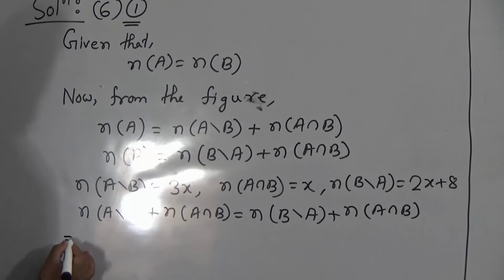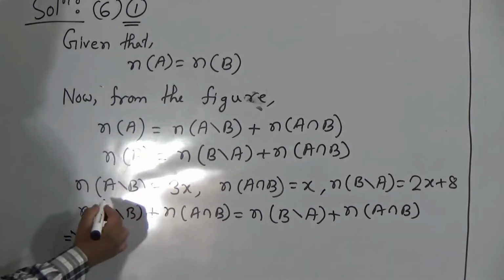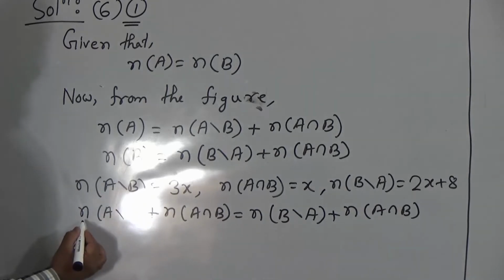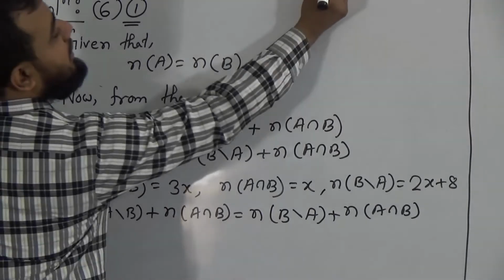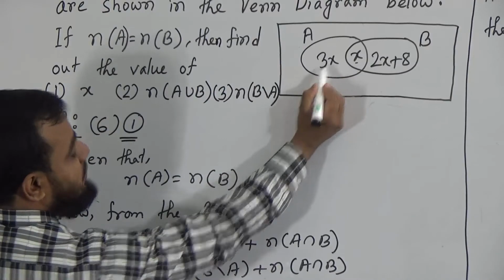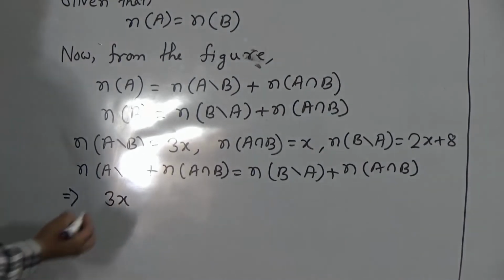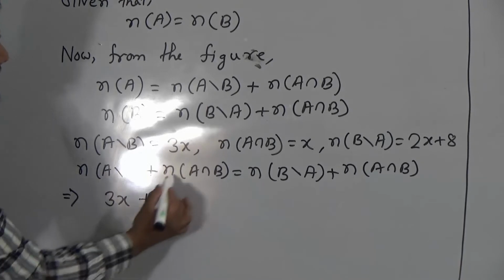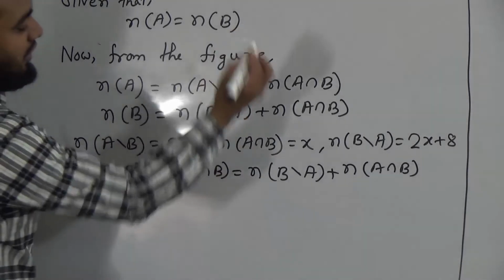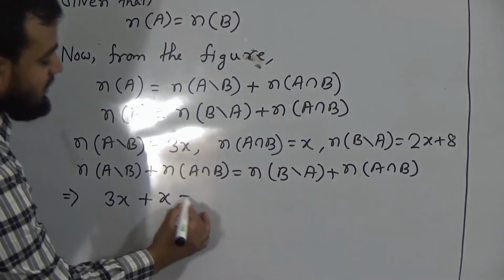Therefore we can write down, now put the values of these ones. We have already written down the value: n of A delete B's value is thrice X. From the figure, n of A delete B is thrice X, okay. So there is thrice X in place of n of A delete B, plus the number of elements of A intersection B, which is X, okay. So write X here. That's equal to how much?